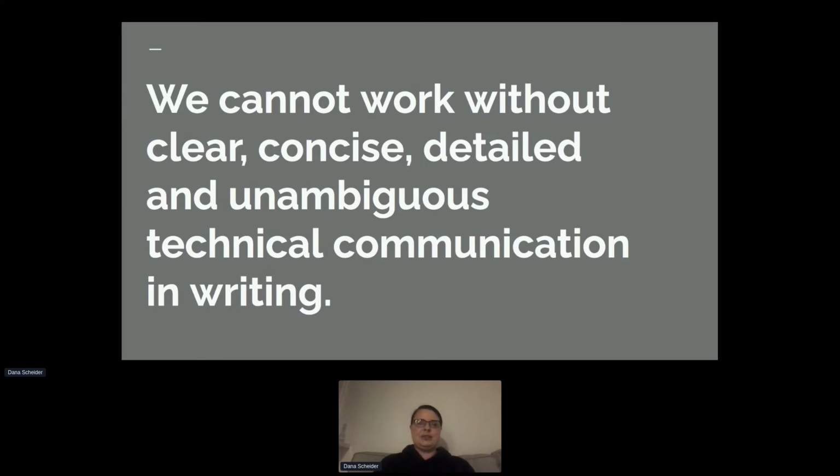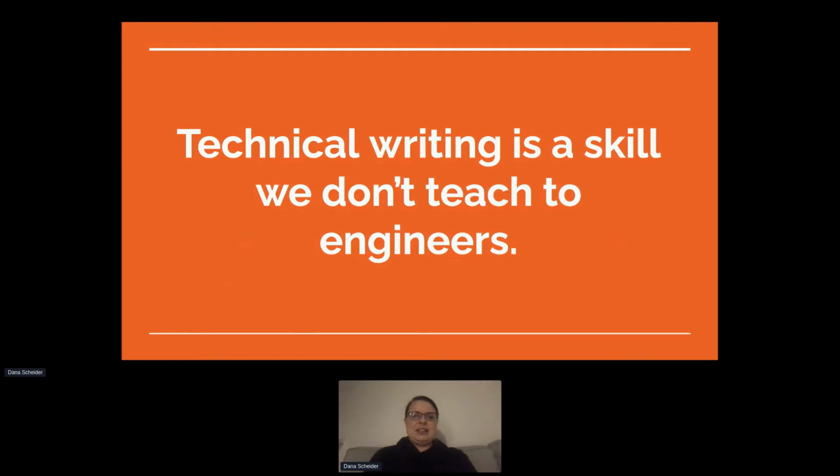And so it's really important to make sure that for the things that we're supposed to be documenting and the things that we need to be communicating about, that we're actually doing that communication in a clear, concise, detailed, and unambiguous way. Technical writing is a skill we don't teach to engineers, and that's a big part of why I'm here today. It's just something that we kind of expect people to magically know, but that's not realistic. No kind of writing is.